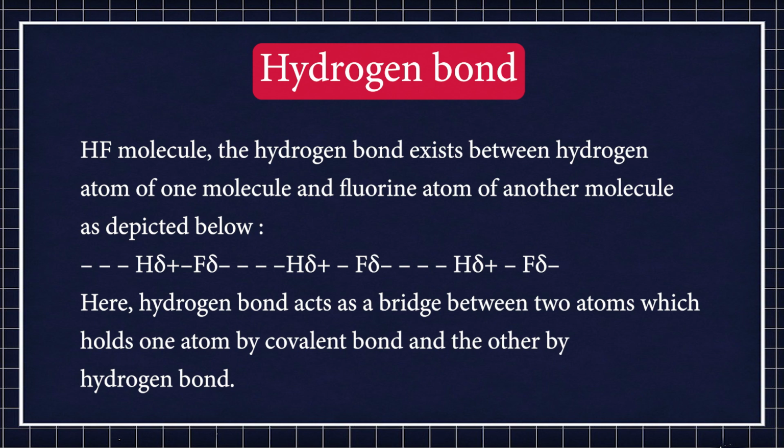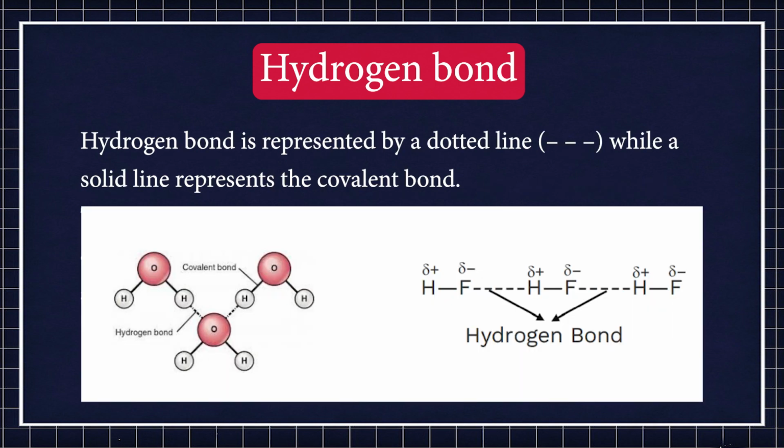Hydrogen bond acts as a bridge between two atoms which holds one atom by covalent bond and the other by hydrogen bond. Hydrogen bond is represented by a dotted line, while a solid line represents the covalent bond. Thus, hydrogen bond can be defined as the attractive force which binds hydrogen atom of one molecule with the electronegative atom like F, O or N, that is fluorine, oxygen and nitrogen of another molecule.